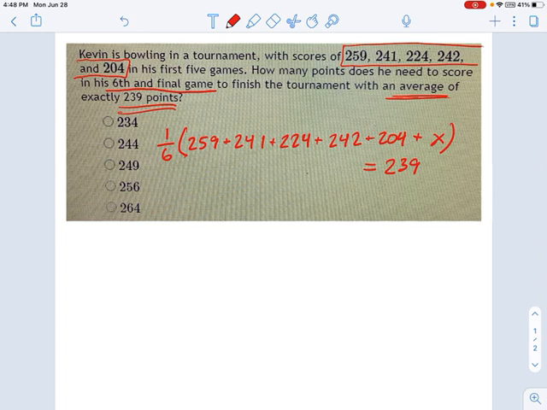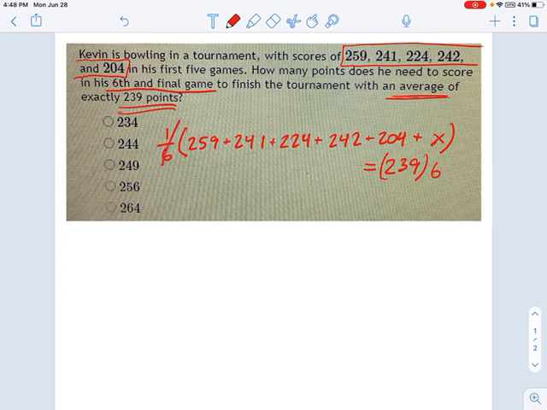points. That's his average. So this is an equation. We're going to try to solve this equation now. And what I'm going to do is multiply both sides of this equation by 6. I multiply 239 by 6, and I multiply this left side, or this top big number, by 6, and that cancels out the 1/6.